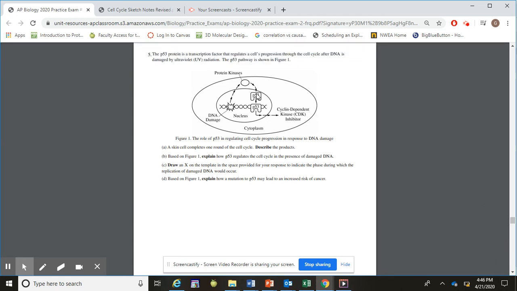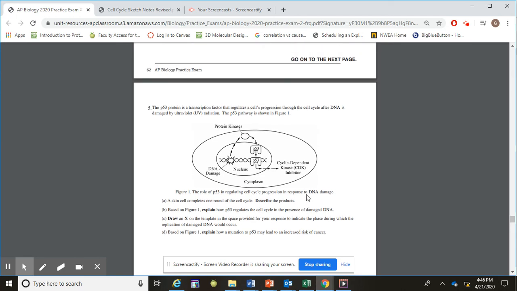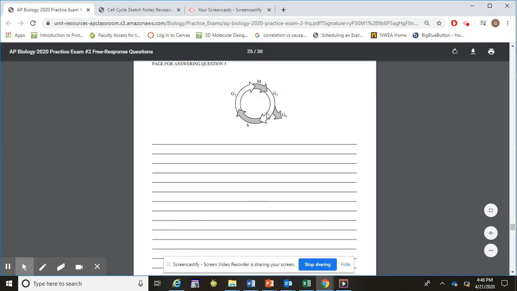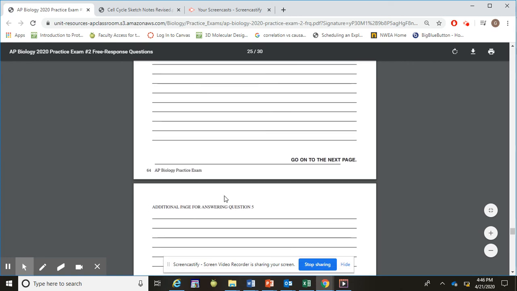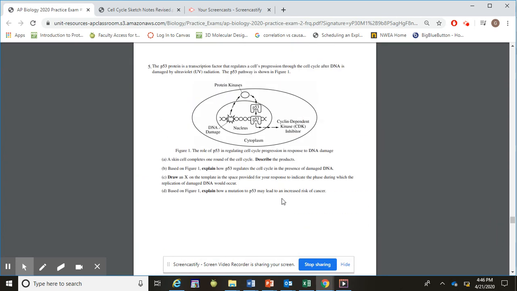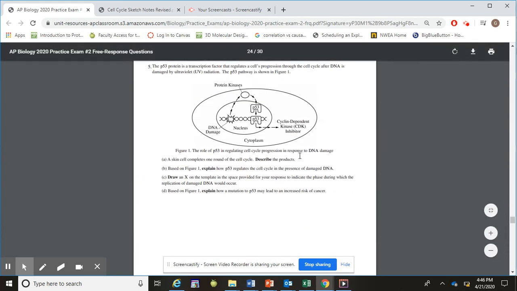So if p53 was not working, it could not shut down the cell cycle. And if it couldn't shut it down, the DNA damage would travel to the daughter cells. So I hope that makes sense. And yes, just make sure you annotate on here wherever you would put the X, and then just put your answer down here.